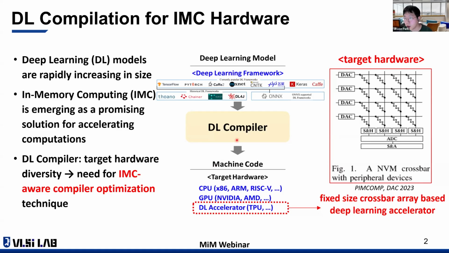The reason is clear. The target hardware that in-memory computing uses has a fixed size crossbar array inside the deep learning accelerators that can be of various row and column sizes. There can be various devices, and there can be various numbers of cores inside the deep learning accelerator. So it makes the hardware of the IMC accelerator very diverse. In that way, there should be some compiler techniques that optimize for IMCs.